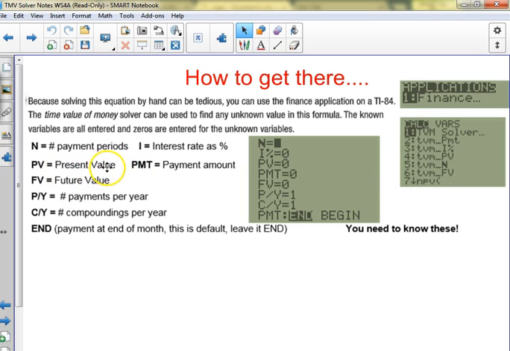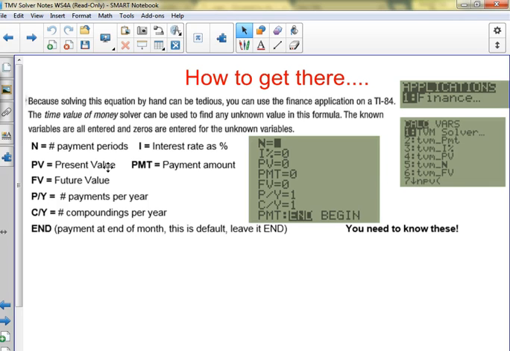PV stands for present value. If you're borrowing money for a loan, you're going to put the amount you borrowed there. If you've been putting payments in and you want to know what it's worth now, that's where you're going to put your cursor to solve for that. PMT is the amount of payment. Okay, we can solve for that, or we can put that amount in. FV is future value.